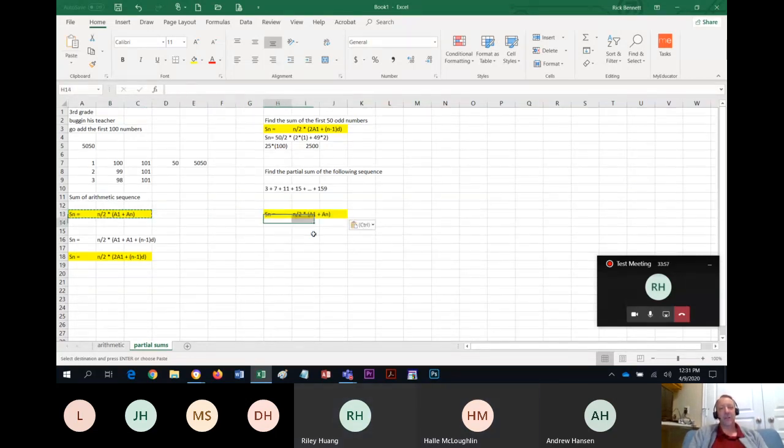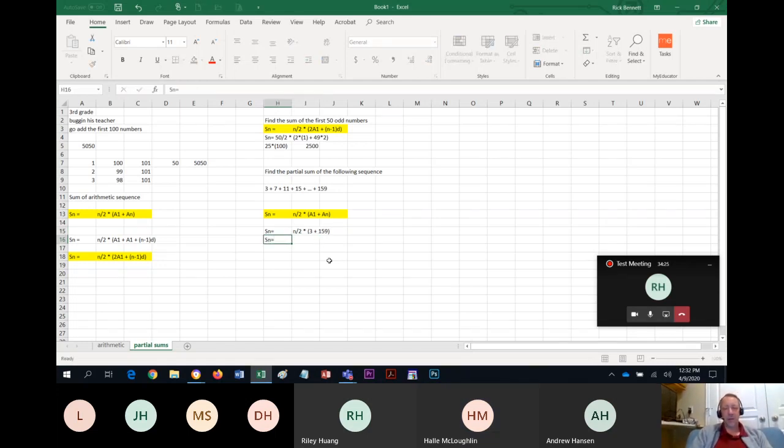So you know your first and your last term, right? Yeah. So S sub n equals, now we don't know the n over 2 yet. We'll leave that for now. Times your first term, which is what? 3. 3 plus 159. Okay, so that's 162 divided by 2. So we know that S sub n equals 162 divided by 2, which is 81 times n.